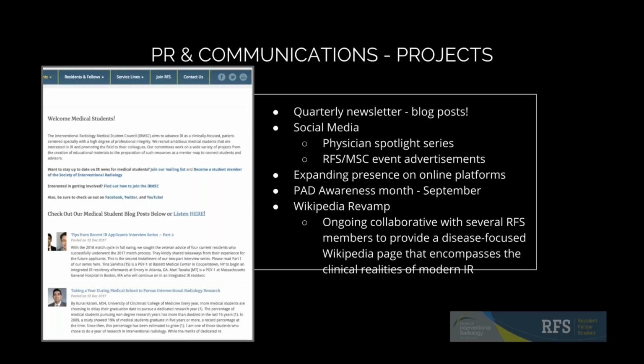Another big project that we started last year is a revamp of the Wikipedia page for interventional radiology. If you go look at it, it's a really outdated page with a lot of procedure focus, and it's not comprehensive at all. So what we've been doing is taking a disease focus, even a patient and family centered care focus that encompasses what the goals are of the clinical IR residency.